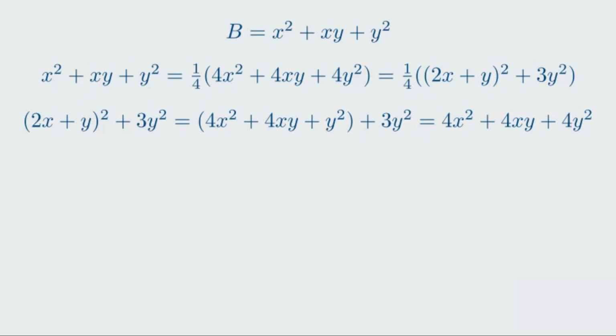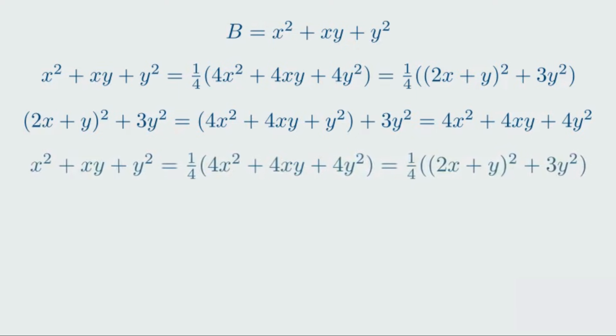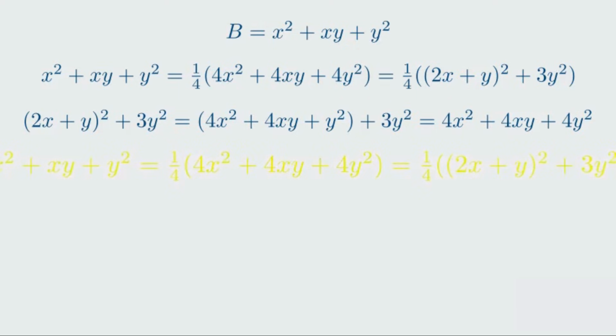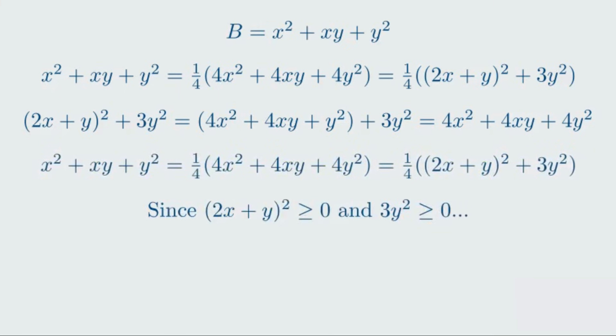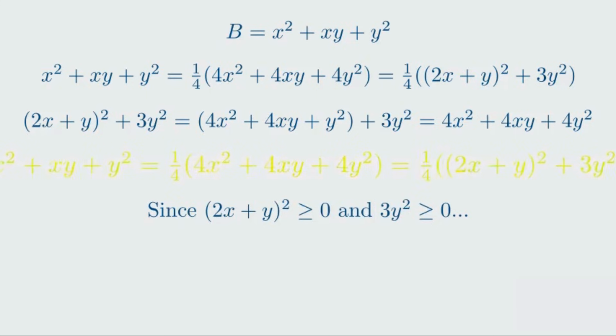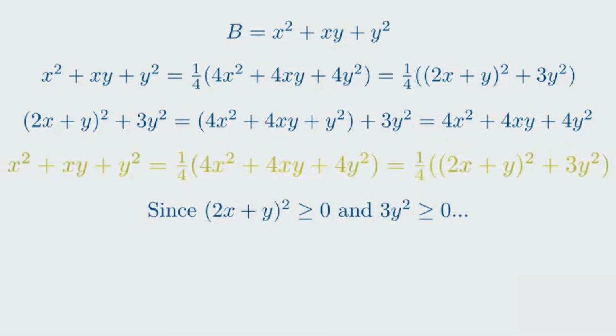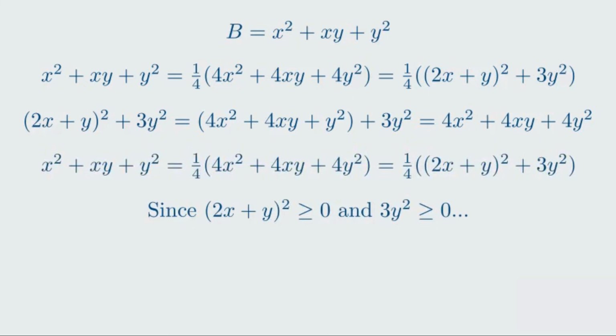This new form is incredibly useful. Notice the two parts. First, (2x plus y) squared. The square of any integer is always non-negative, meaning it's greater than or equal to 0. Similarly, 3y squared must also be non-negative. This is because 3 is positive and y squared is non-negative. This tells us that the sum of these two terms is also non-negative. Therefore, our second factor, x squared plus xy plus y squared, can never be negative. It must be greater than or equal to 0.